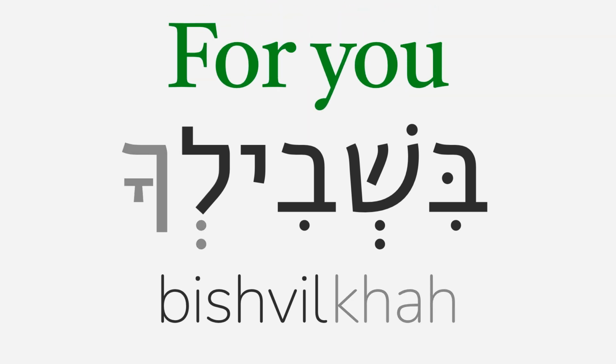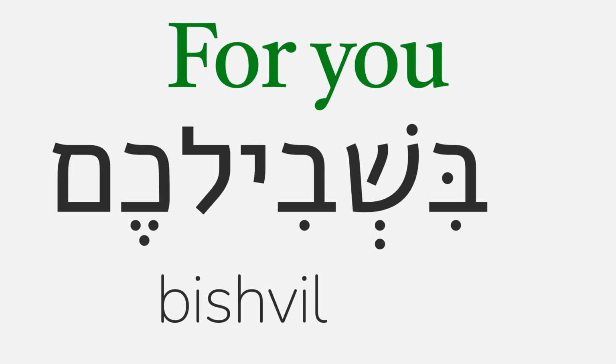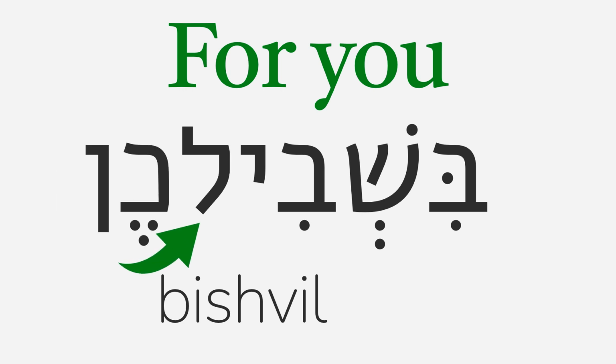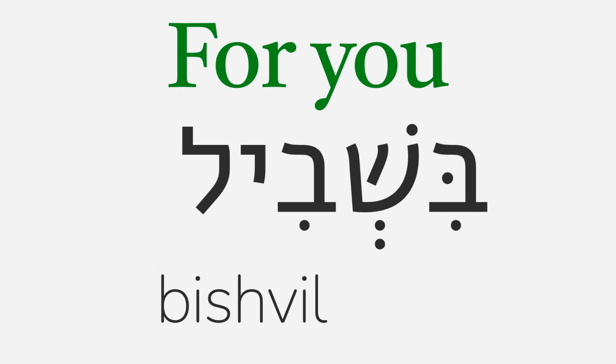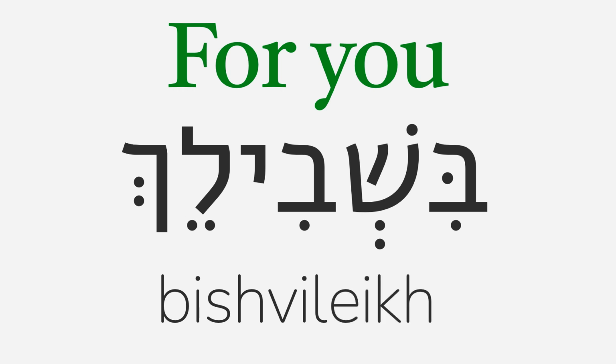But the other you suffixes, ch, chem, and chen, will need a vowel marker to go between themselves and the preposition they are on. This vowel can change depending on the preposition. When we put bishvil and ch together, the vowel in between them will be a tsere. So that gives us bishvilech, for you, feminine singular.